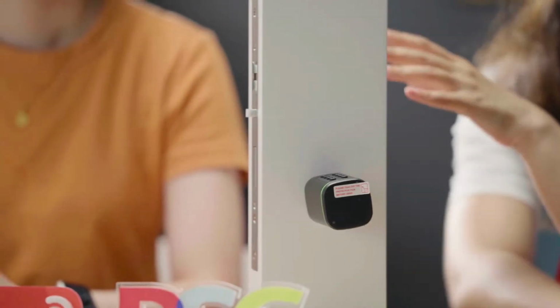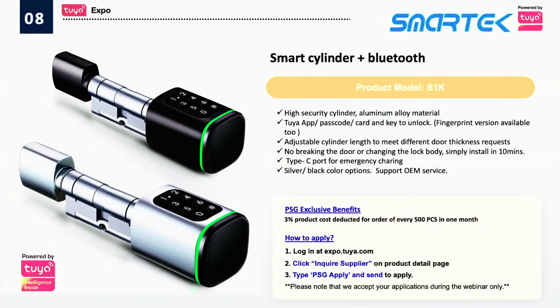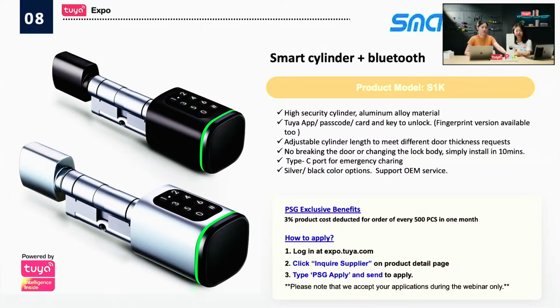What are the Tuya ecosystem privileges then? Well, definitely these products also support the app and password and card and fingerprint and key to unlock. And without breaking the door or changing the lock body, it can be simply installed in 10 minutes.